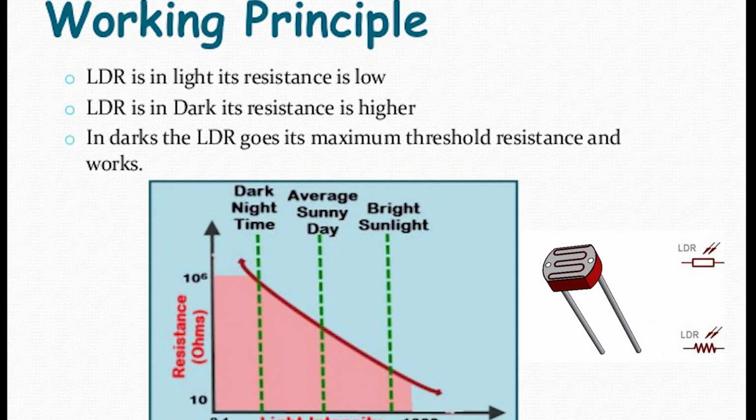Let's see the working principle of an LDR. The working principle of an LDR is photoconductivity, which is nothing but an optical phenomenon. When light is absorbed by the material, the conductivity of the material increases. When light falls on the LDR, the electrons in the valence band of the material are excited to the conduction band.